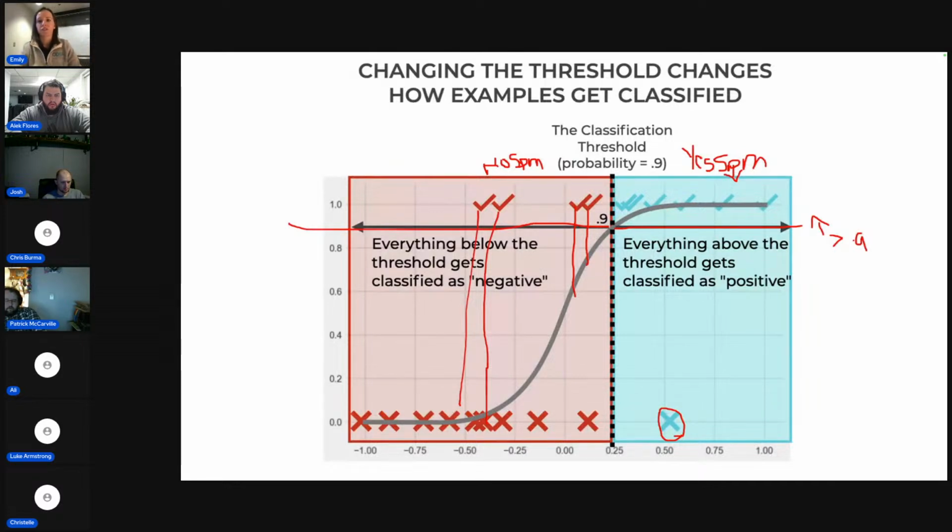This is it for decision boundaries. Before I move on to the cost function, any questions about this so far?